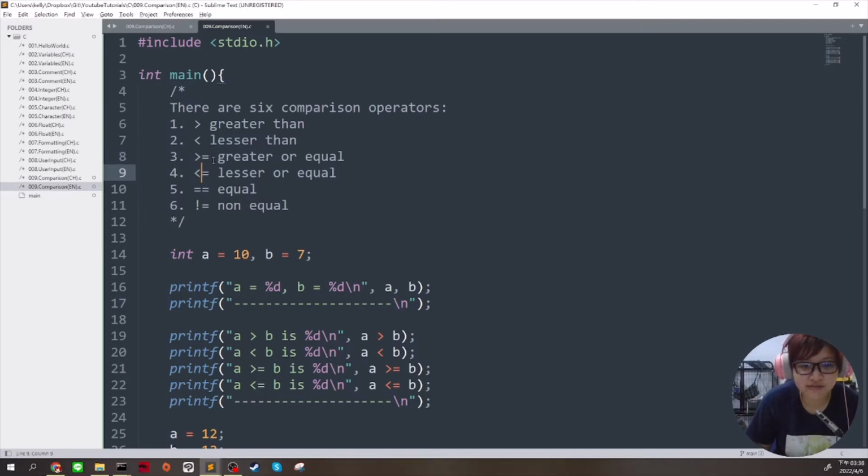And then there is equal. Let's talk about that later.